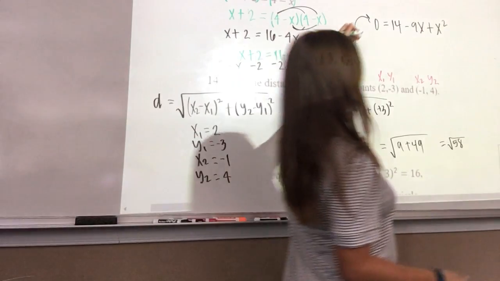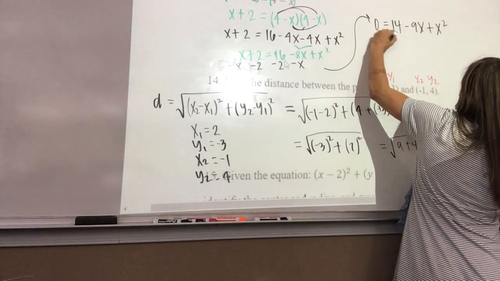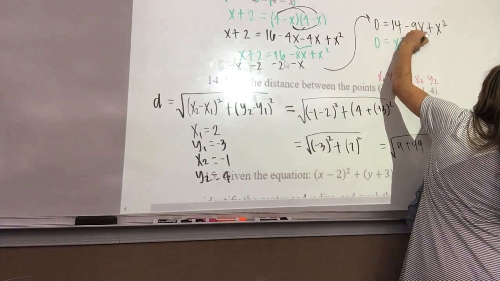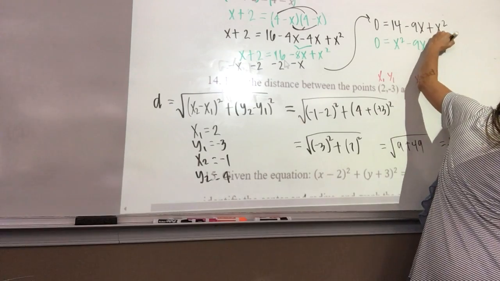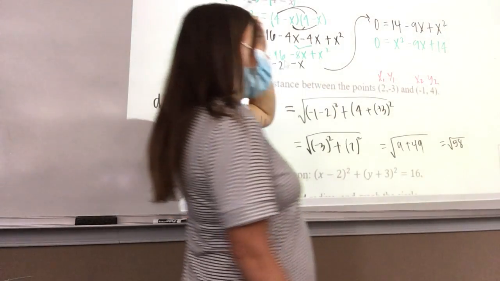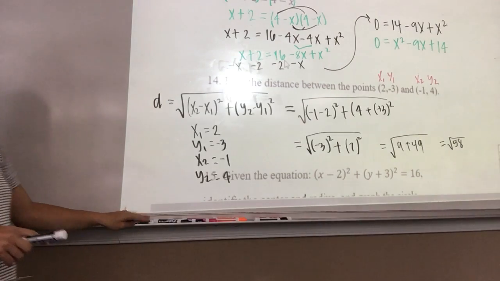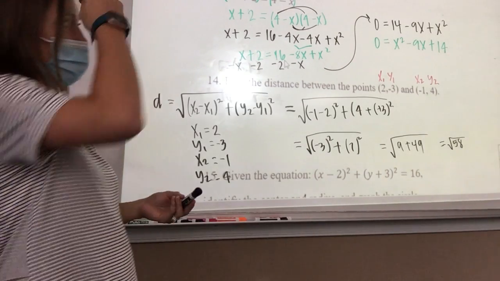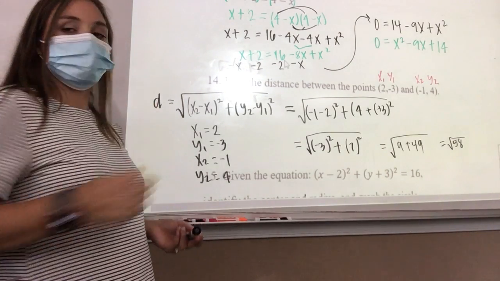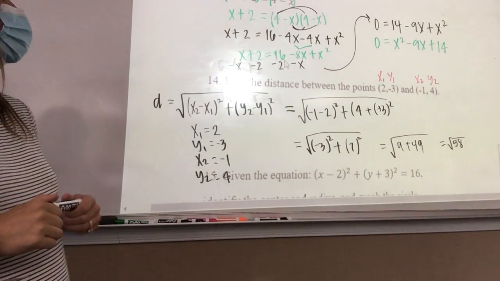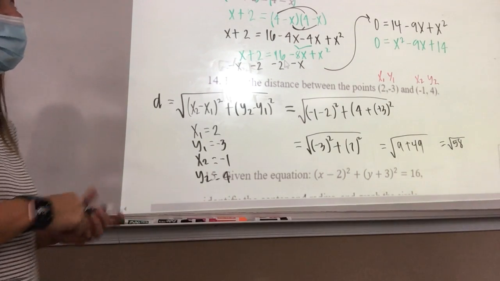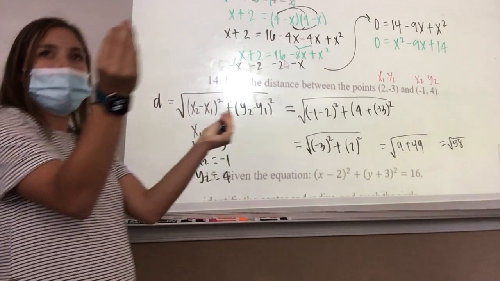I'm gonna rewrite that because we're not used to seeing it like that. It's all good. I can change the way it looks. I'm not changing anything else. I'm just putting the x squared in front. Does anyone remember when we have an x squared term, what we can do to break it apart?